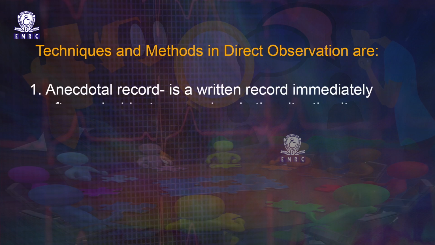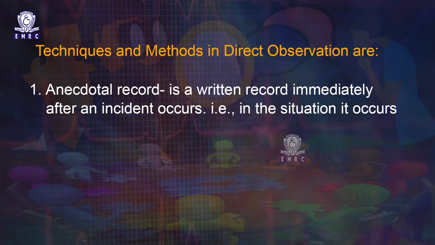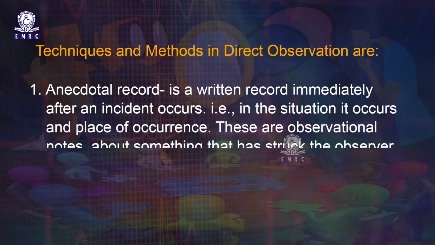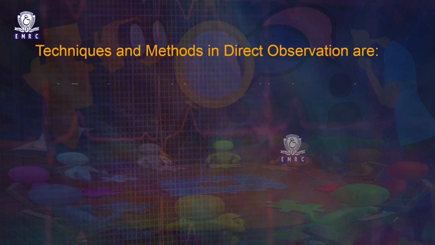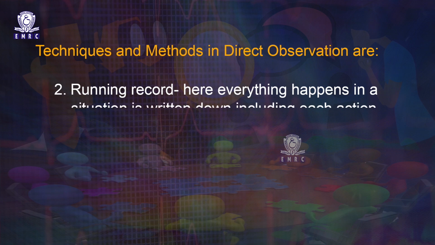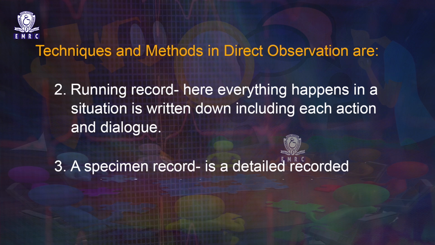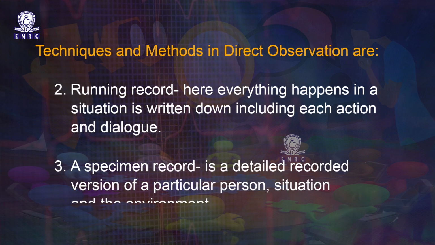It is a written record made immediately after an incident occurs, that is, in the situation and place of occurrence. These are observational notes about something that has struck the observer. Running record. Here, everything that happens in a situation is written down, including each action and dialogue. A specimen record is a detailed recorded version of a particular person, situation, and the environment.